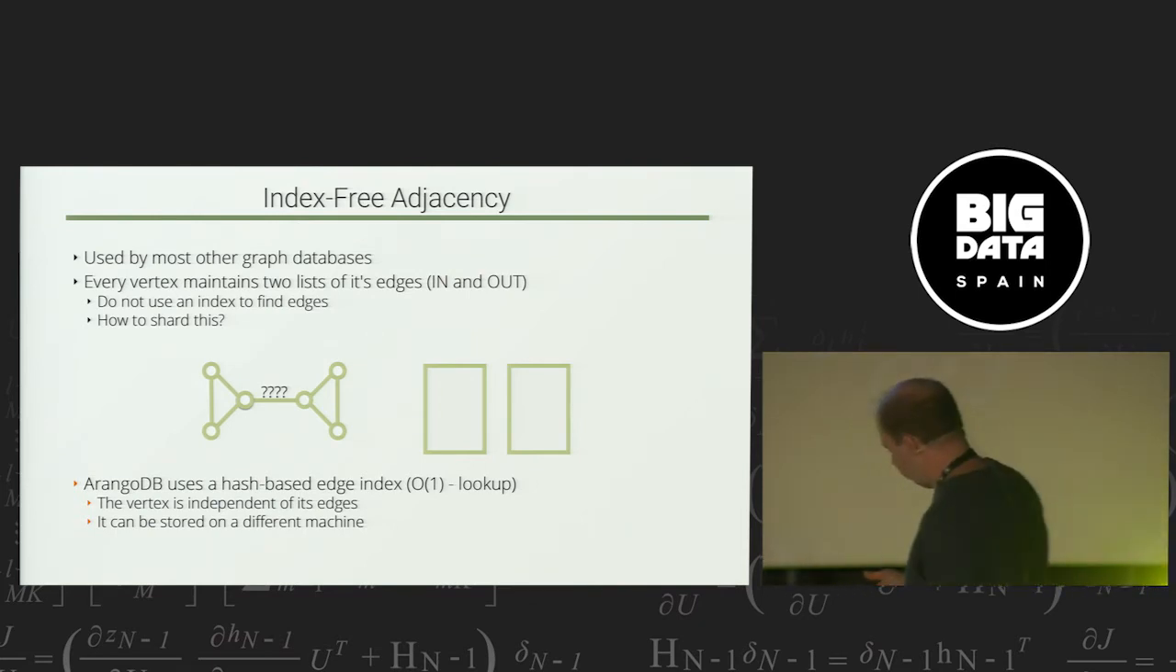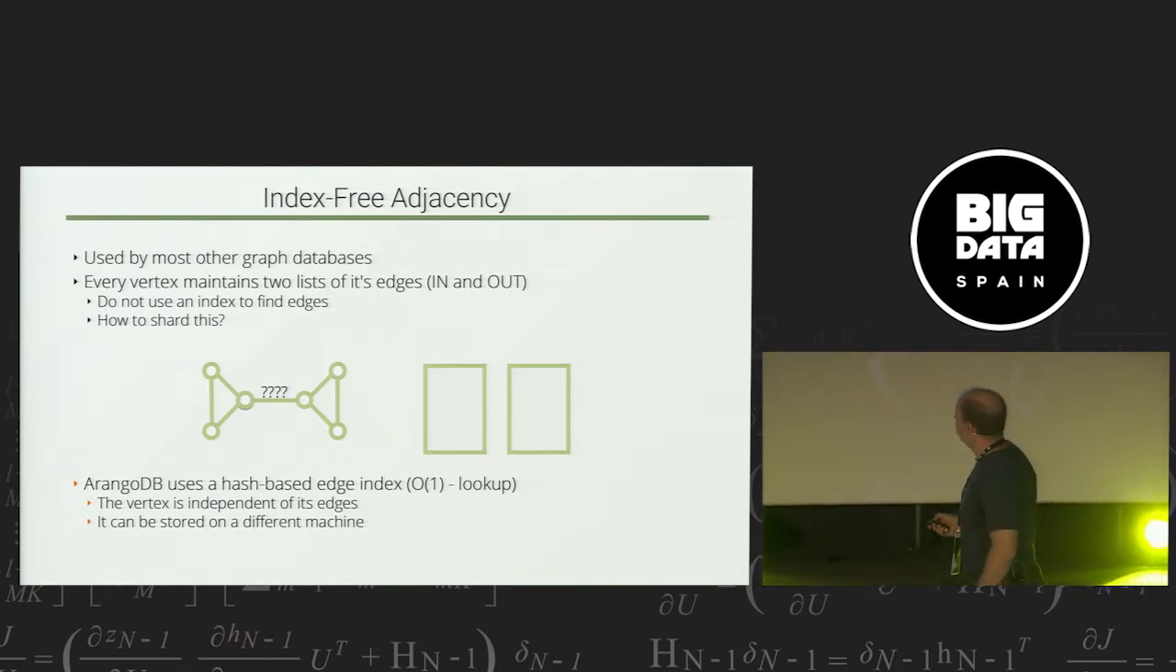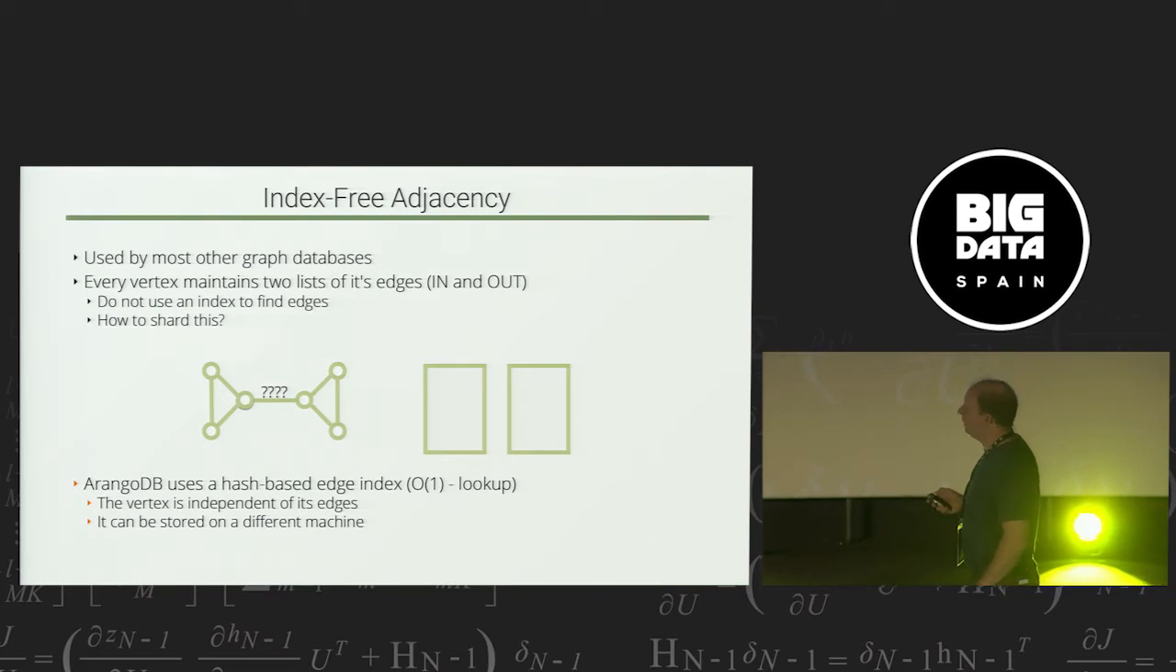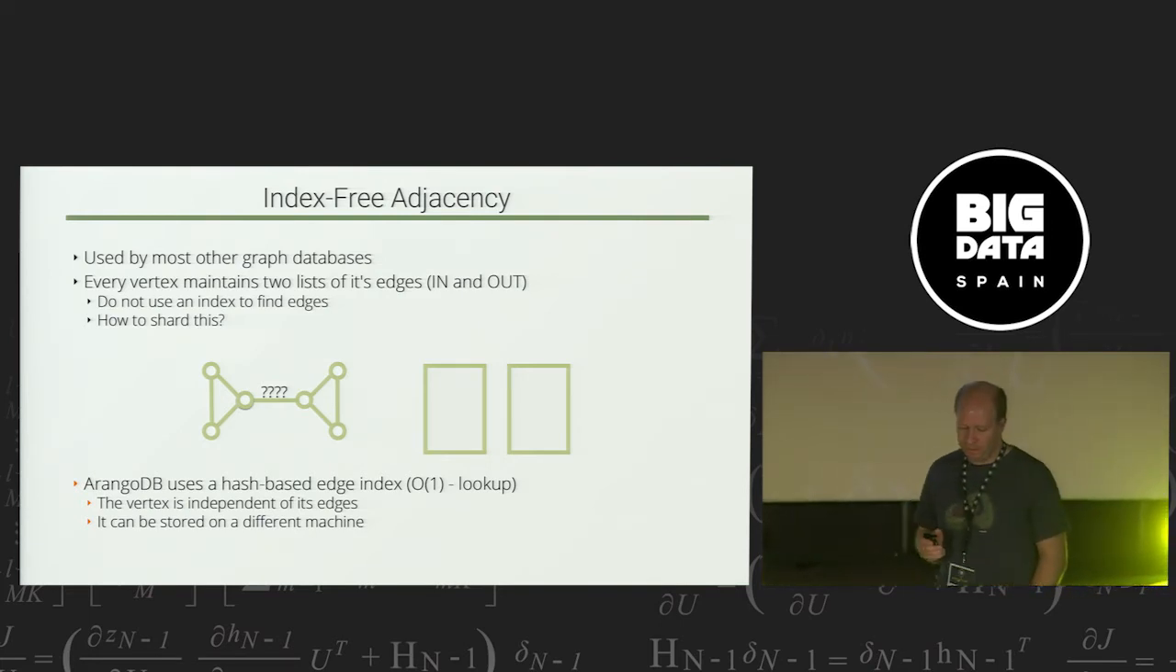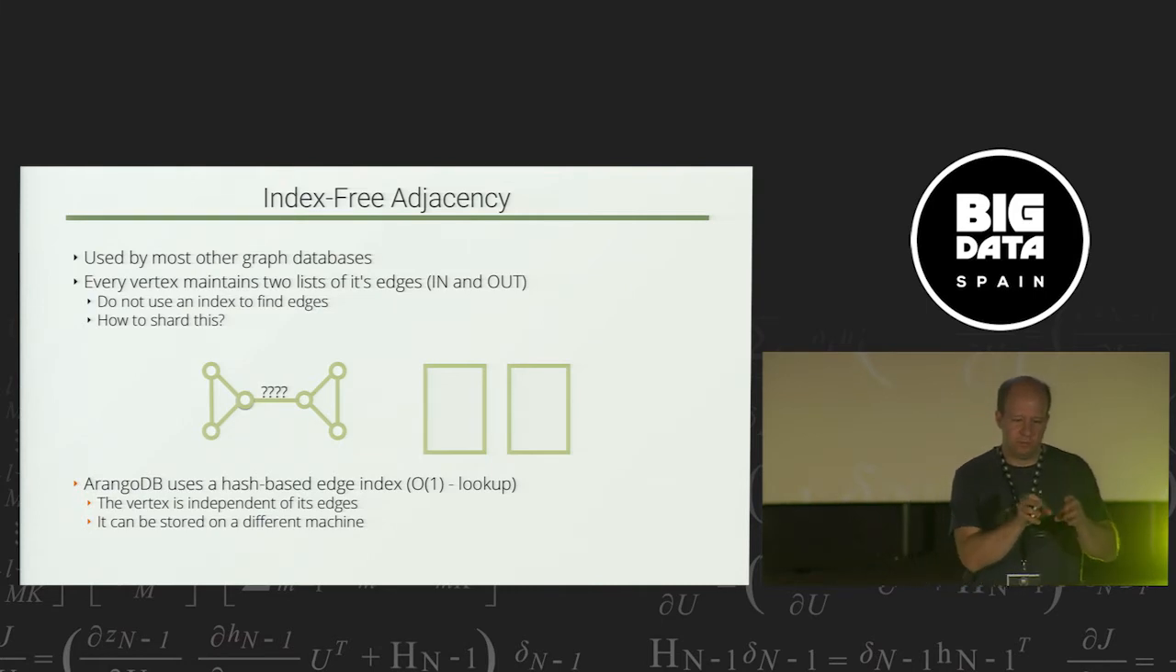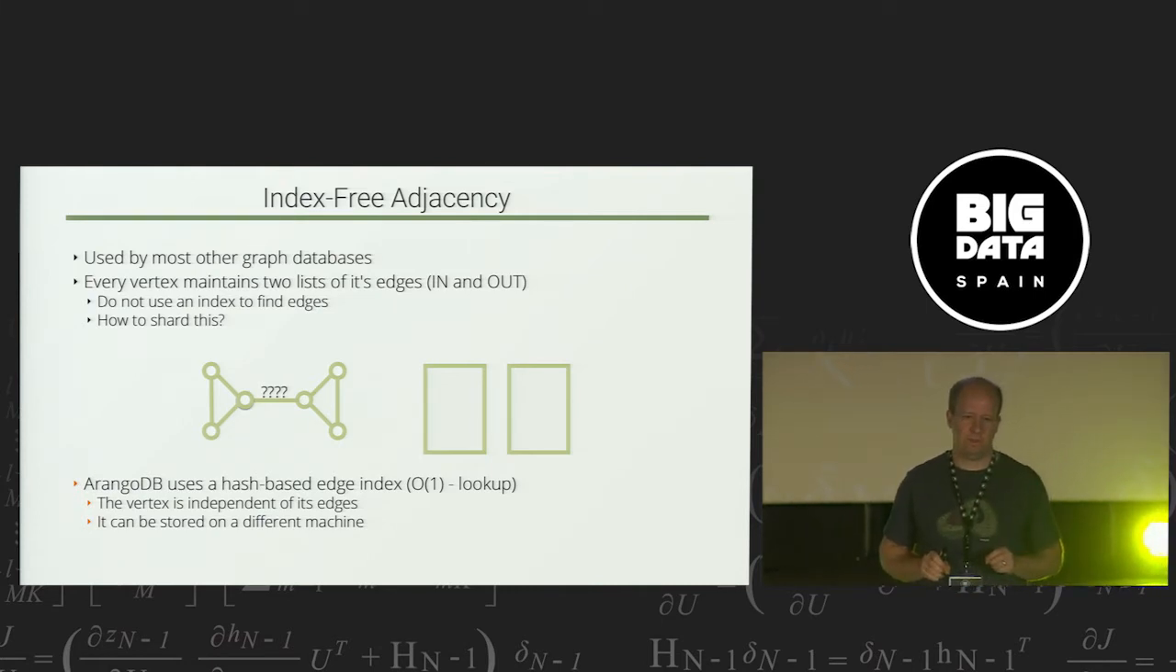Let me conclude, I think I have only 1 minute left, by talking quickly about index-free adjacency. Many graph databases advertise that they use index-free adjacency, which means that they keep the edge data close to the vertices they are connected with. Essentially, they put a flat array of edges next to each vertex. Now, that has some advantages. People claim that it's very quick to find the neighbors.